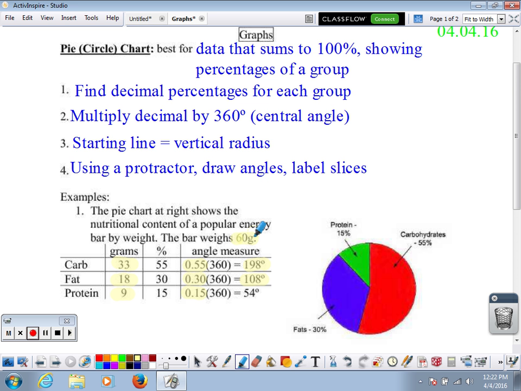Then they took that 0.15 and multiplied it by 360 degrees. They're trying to find the percent of the entire circle, and they got 54 degrees. And that was the measure of the central angle for the protein section.